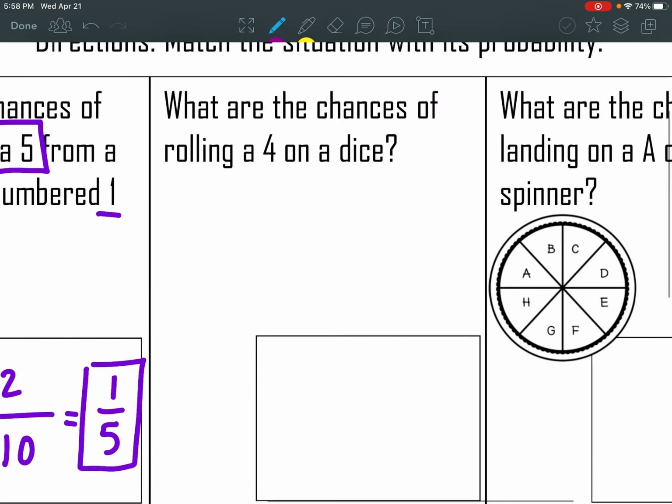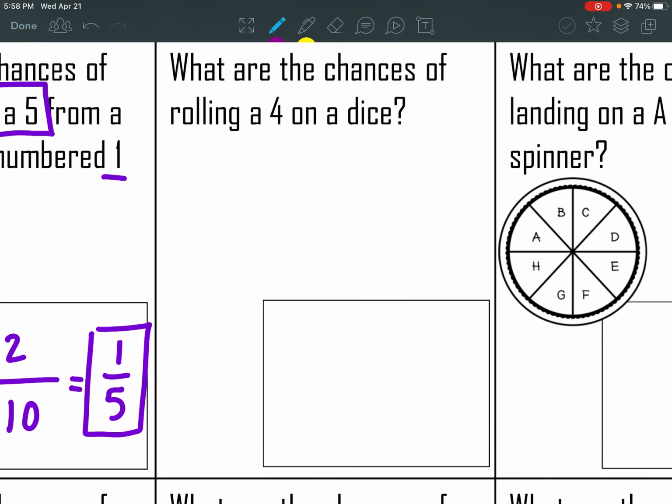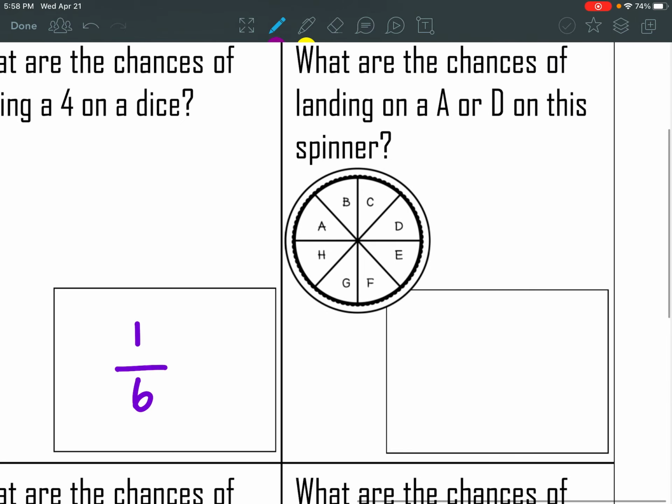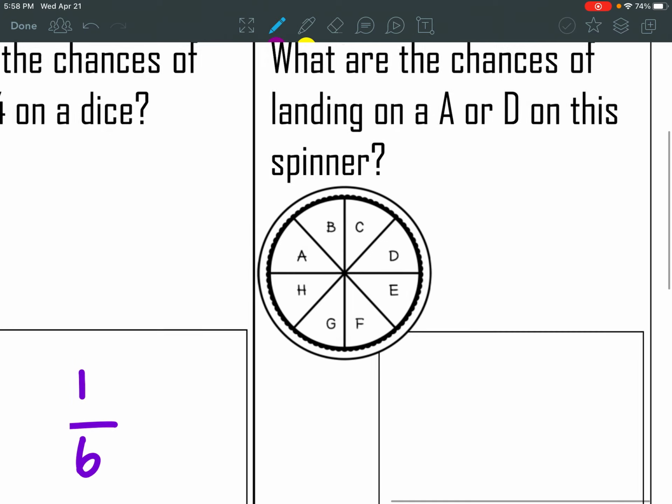What are the chances of rolling a 4 on a dice? So how many numbers on that dice are 4? There's 1 out of 6 total numbers. So 1 out of 6 chance of rolling a 4.